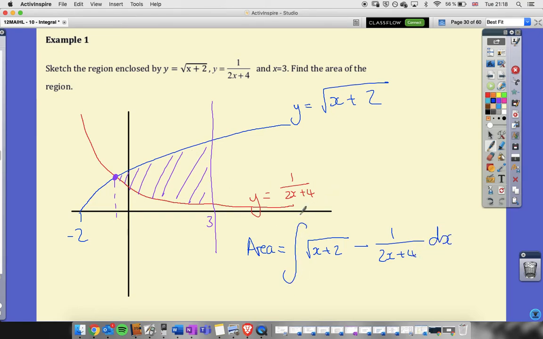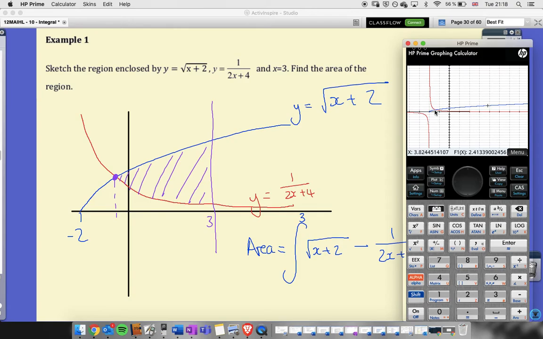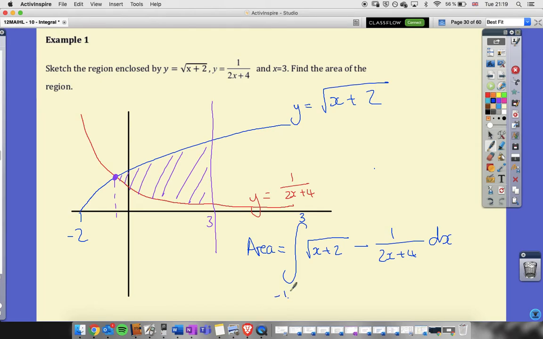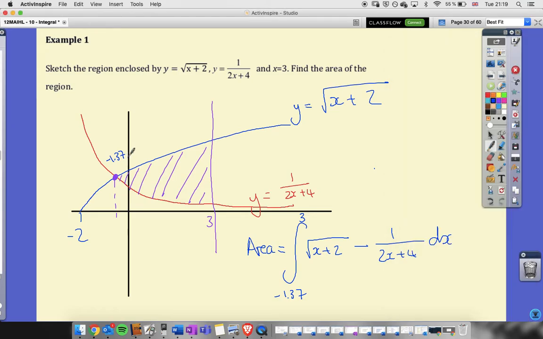And obviously I need to think about these boundaries. So the upper boundary is straightforward, that was given to us. The lower boundary, I can find, it's the intersection of these. So let's find this intersection. So we tap on here, we go function intersection, there we go, negative 1.37. And for my sketch I might add that, negative 1.37 and 0.794. Okay, that looks like a sensible thing to add to my sketch.